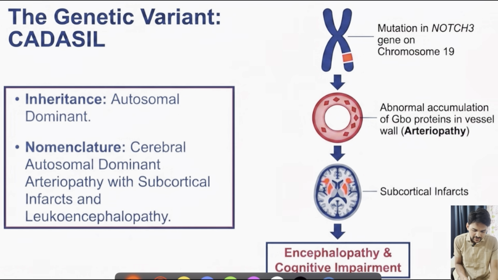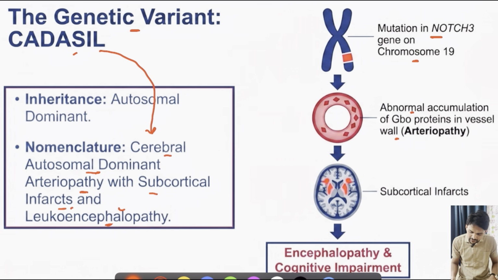For example, a genetic variant called CADASIL. The full form is cerebral autosomal dominant arteriopathy with subcortical infarcts and leukoencephalopathy. So overall, this particular vascular dementia is genetic, mainly autosomal dominant, and again we will be able to see the subcortical infarcts leading to leukoencephalopathy. To understand it better, there will be a mutation in the Notch3 gene on chromosome number 19, leading to abnormal accumulation of proteins inside the vessel wall.